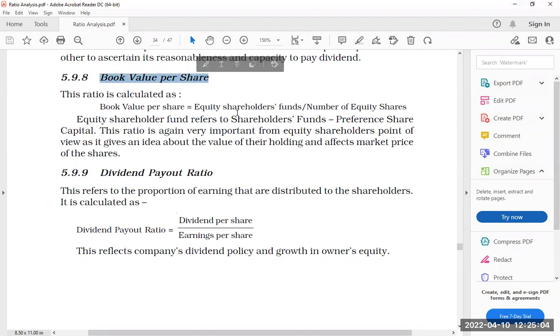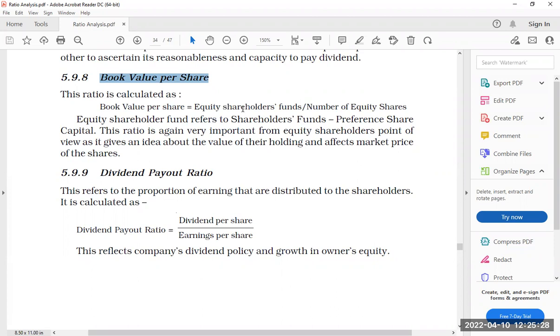I repeat again, equity shareholder fund divided by number of equity shares in the company on that particular day. This value need not be the same as a market value. Suppose Infosys, you are calculating 20 rupees as a book value or 1000 rupees as a book value. Market it may be more than 1000 or less than 1000. It's only a book value.